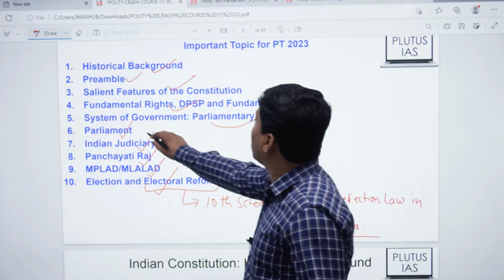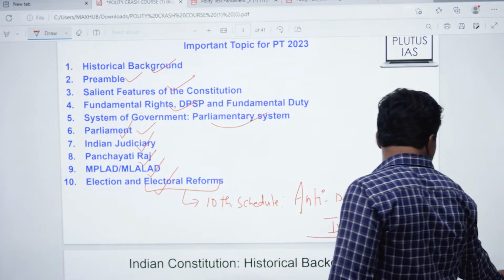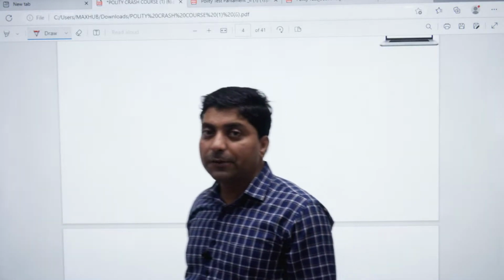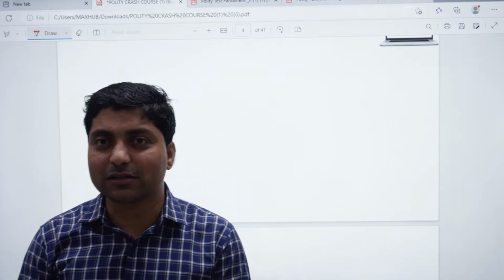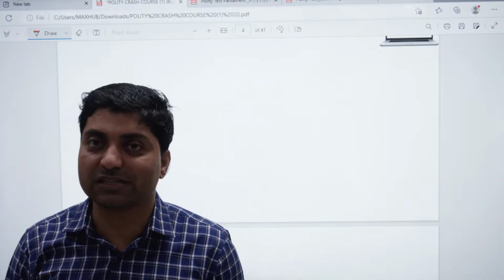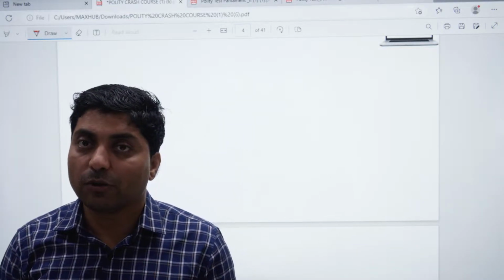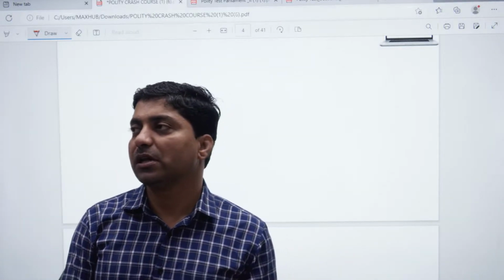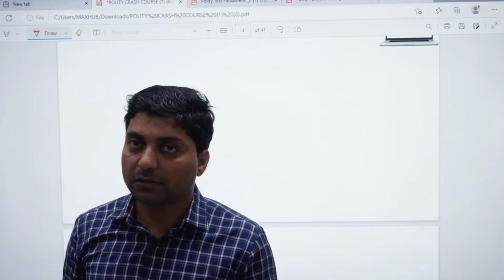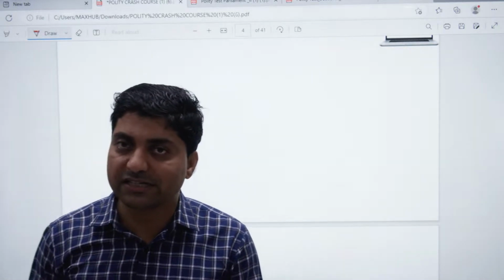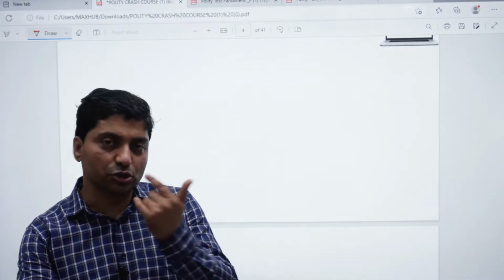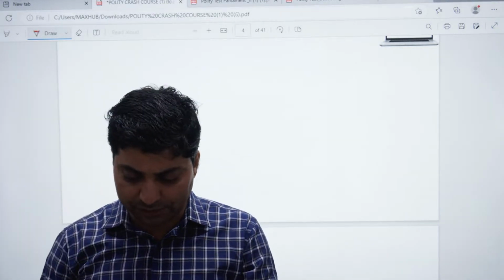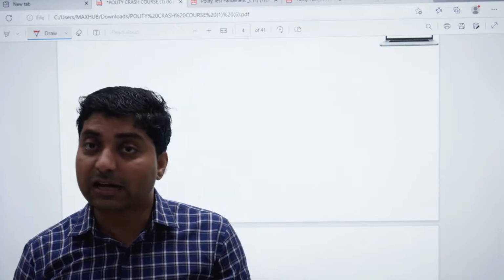We are doing Parliament. For the last 3 classes, we are focusing on Parliament because if I say what the core chapters are, you may find the maximum percentage of questions within polity. This chapter, Parliament, and another chapter, fundamental rights and DPSP, these are the 2 chapters very, very important for prelims and mains as well.